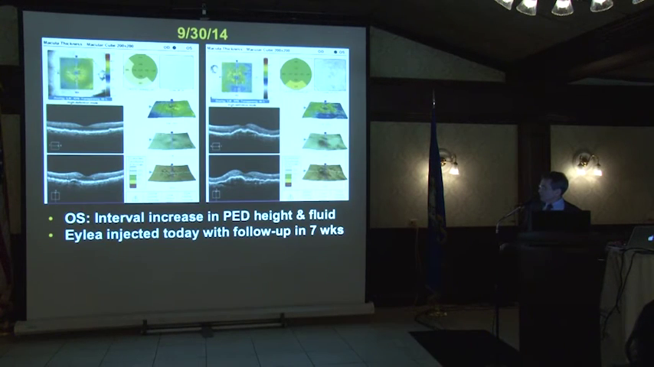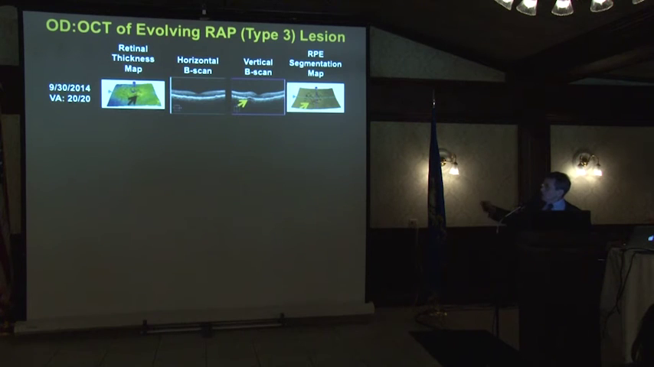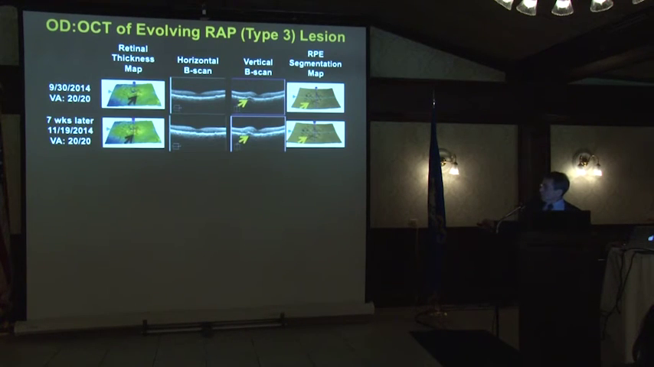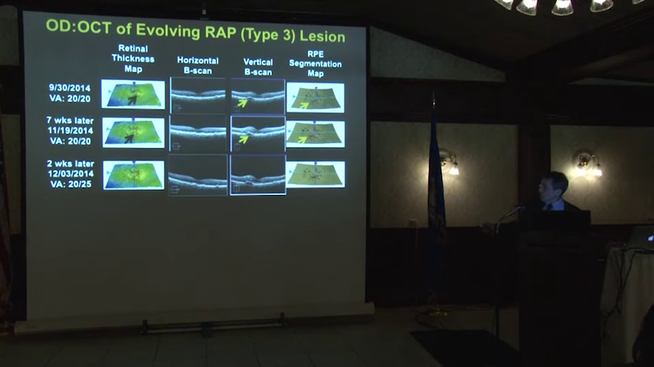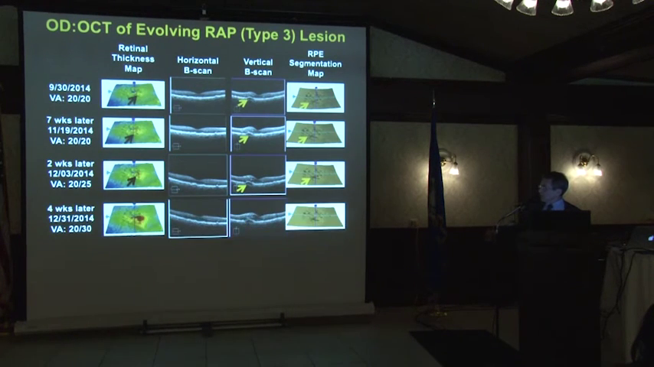This eye has lots of injections. This eye, no injections yet, a little PED here. This is the fibrovascular PED in the left eye, little PED here, okay? So the left eye is getting injected, and we watch the right eye and watch what happens to the right eye. 7 weeks later, 20/20, 2 weeks after that, still 20/25, 20/30 now, lots of leakage. Resident, what kind of lesion is this?